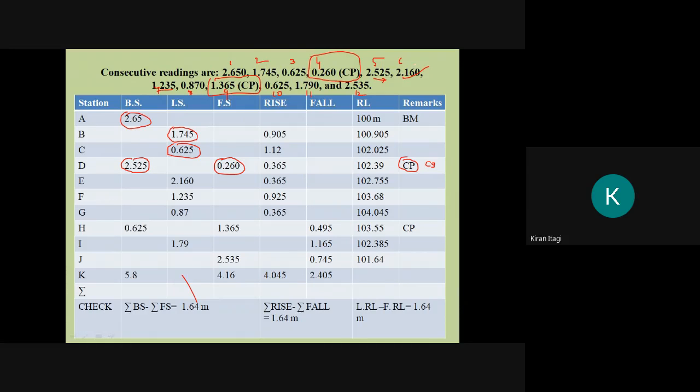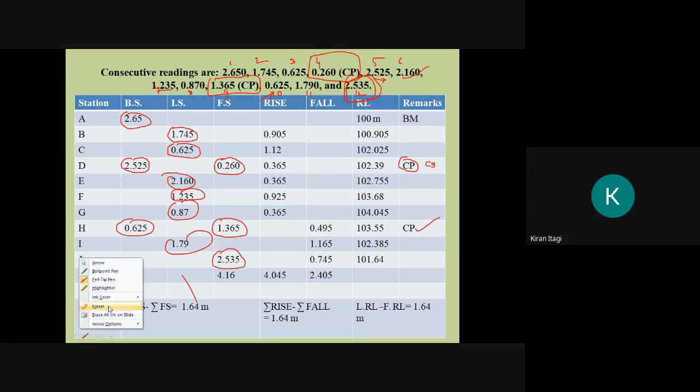Next, see the sixth reading, whether he has mentioned anything, nothing. So we will write it here. Next, see. And here, when you come for the ninth reading, he has mentioned change of point. Change of point means this will be the last reading. We will mention it here. So change of point. And the next reading, the 10th reading, it will come in the back side. Okay. And here he has not mentioned anything. The 12th reading, always the last reading, it will be in the fore side. Okay. This is how you will enter in the tabular column.